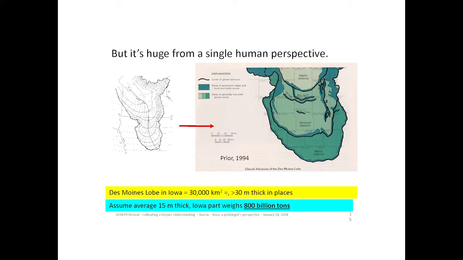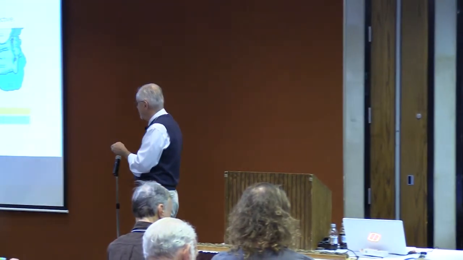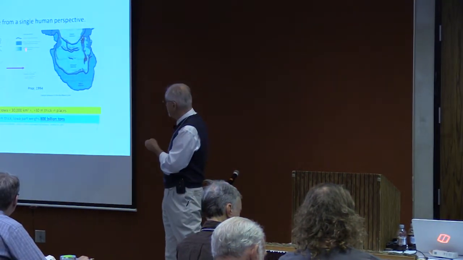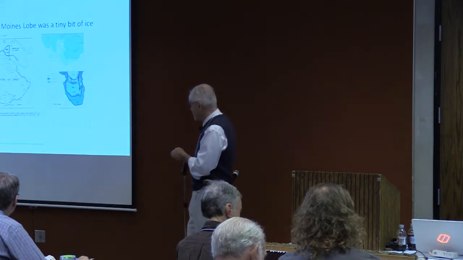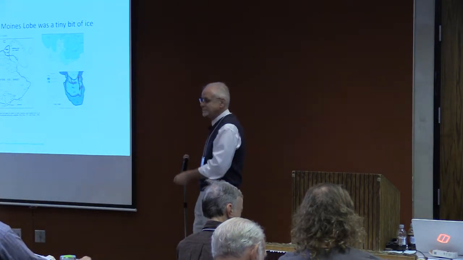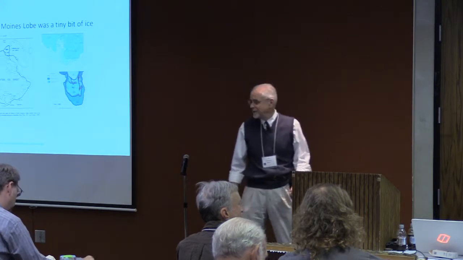That 800 billion tons of stuff is going to weather into our soils as we get into it. And if you want soils, it's nice if you refresh them every once in a while with new stuff. So again, it's huge from a human point of view, but in the world of glaciers outside of Iowa, no one cares about it. It's too small. It just isn't in our world.